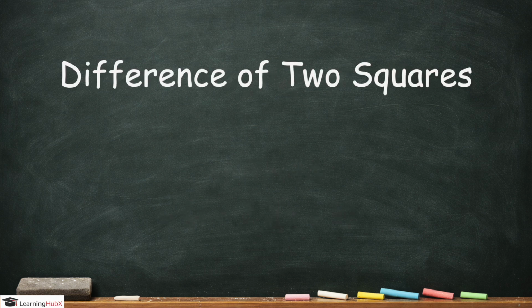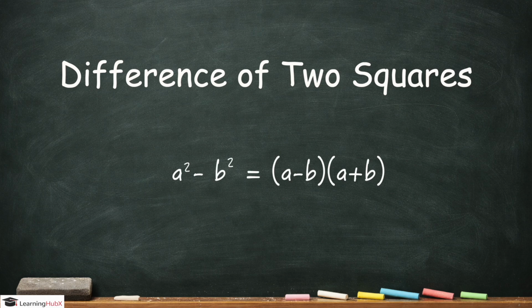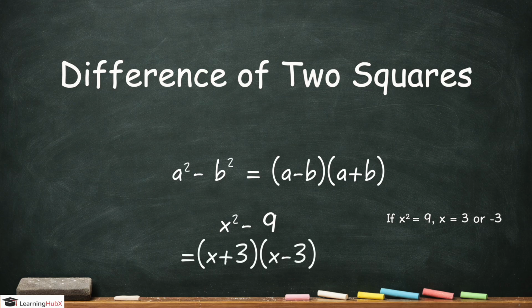Now let's look at another powerful pattern. This is called the difference of two squares. This is the formula. a squared minus b squared equals (a minus b) times (a plus b). Let's try to factorize x squared minus 9. If x squared equals 9, x is 3 or minus 3. When you take the square root, don't forget, you get both positive and negative.